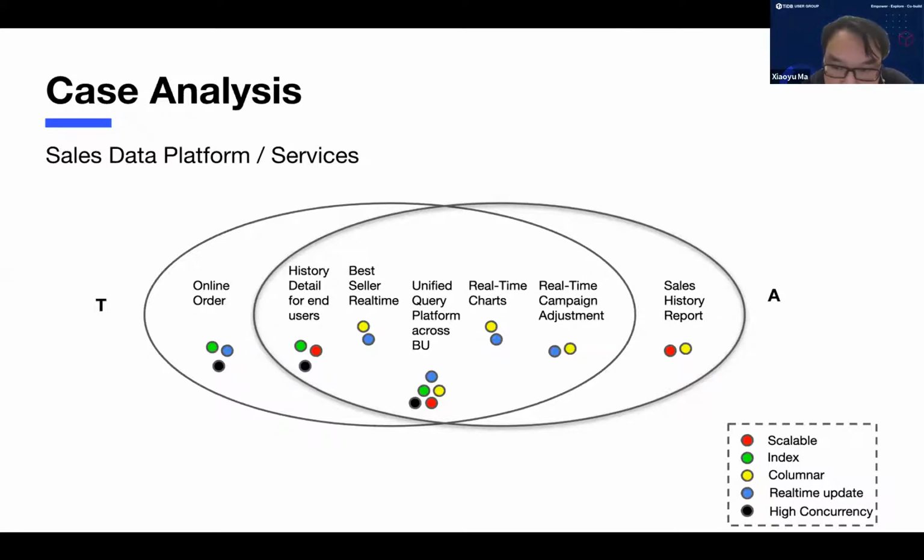Then you need fine-grained indexes, and if you also want to provide reports, then you need a column store. And the data needs to be scalable because you sync data from different business units, and the data might be a very large volume. So for such kinds of services, it requires the database to be equipped with the abilities of both TP workloads and AP workloads.